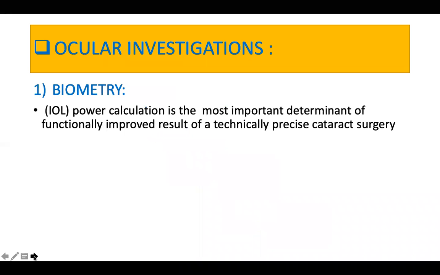So now that we've decided that the patient needs to undergo a cataract surgery, what are the ocular investigations that we are going to do? So coming to biometry, which is the prime investigation of importance, an accurate, precise IOL power calculation is the most important determinant of a functionally improved, technically precise cataract surgery.